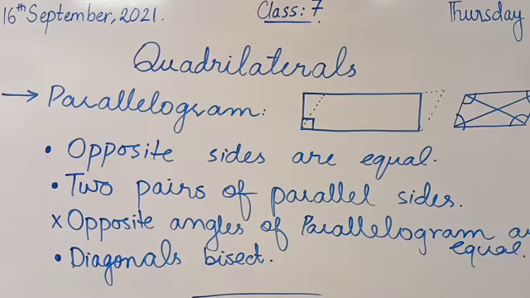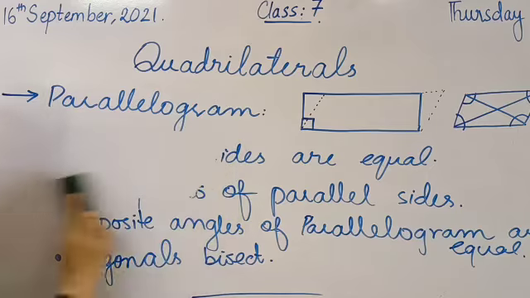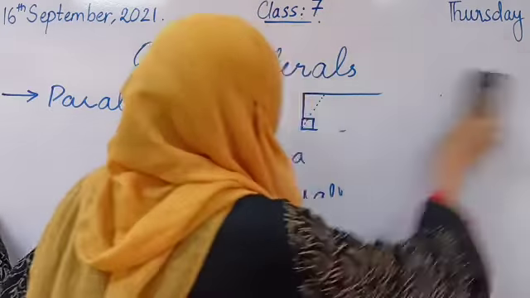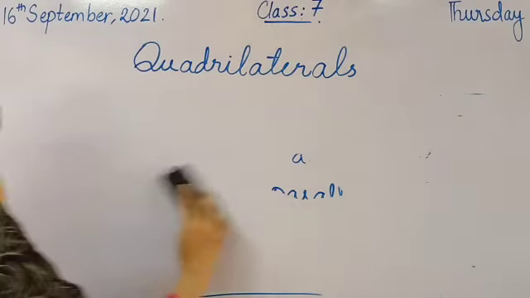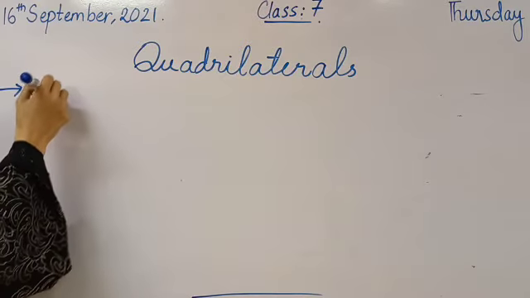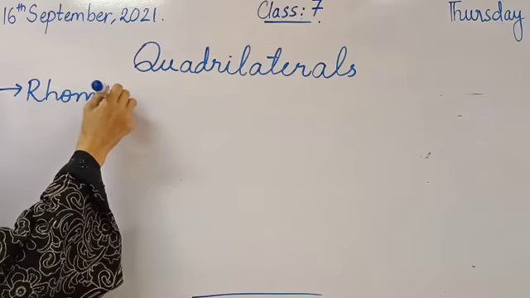Okay? Now the next quadrilateral which we want to discuss is the rhombus. What do you know about a rhombus? Do you know what a rhombus is? Who wants to tell me what a rhombus is? How does it look?